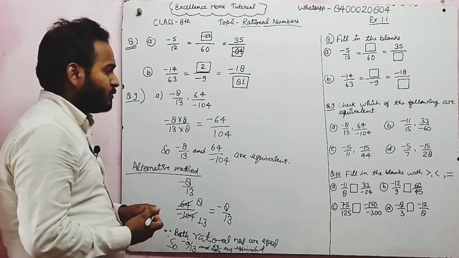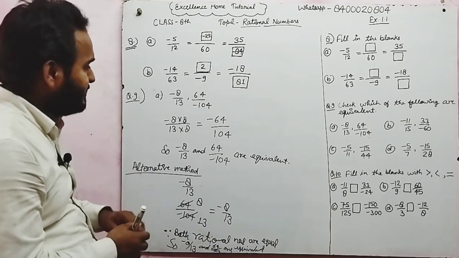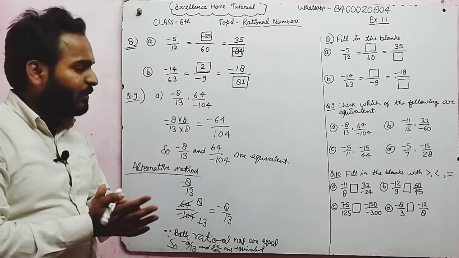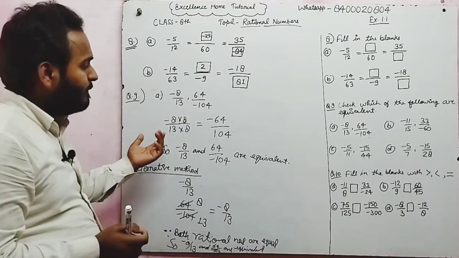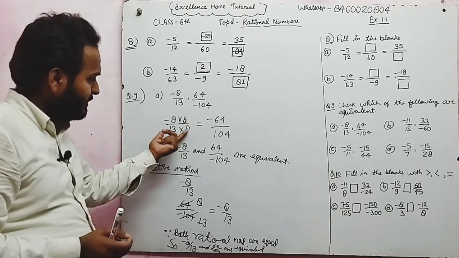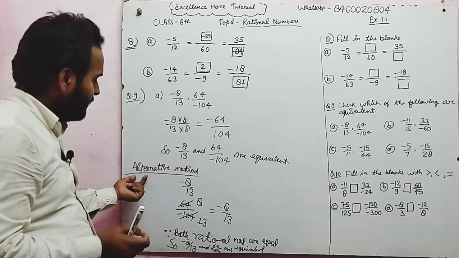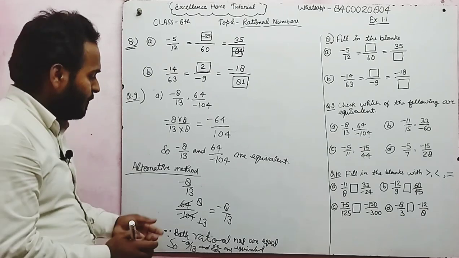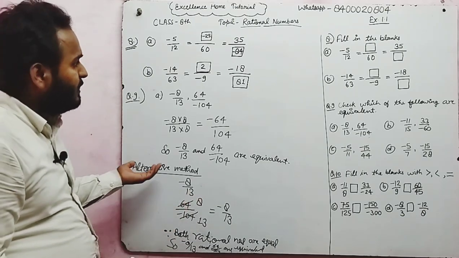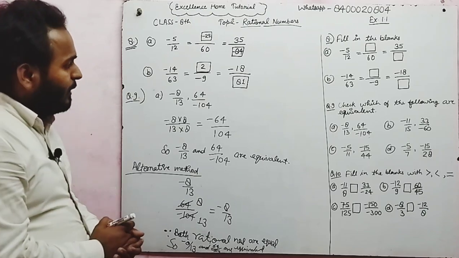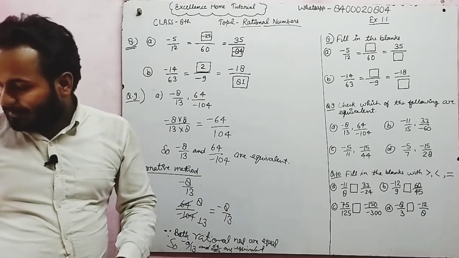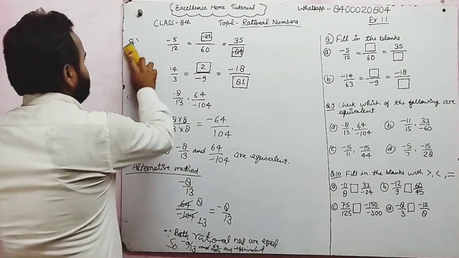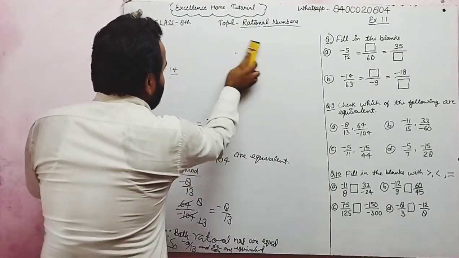Okay, so there are two methods. The first method is by making every denominator equal, that means changing to equivalent form. Another is the cancel out form. In this we have to cancel out the numbers if they are divisible. After that, moving on to section B, which is minus 11 by 15, and the other is 33 by 60.